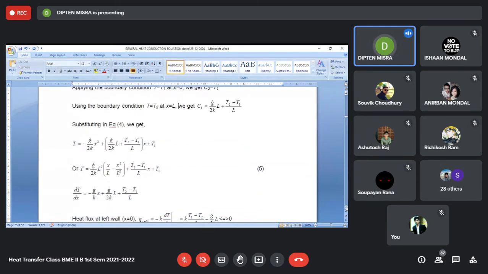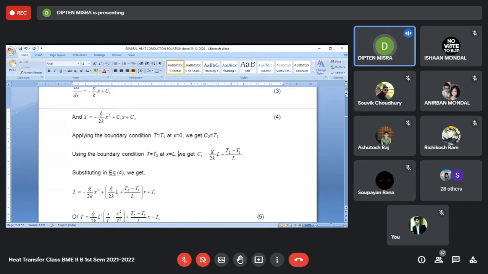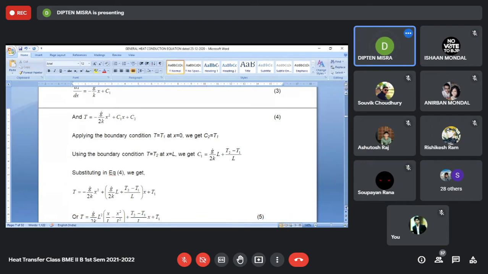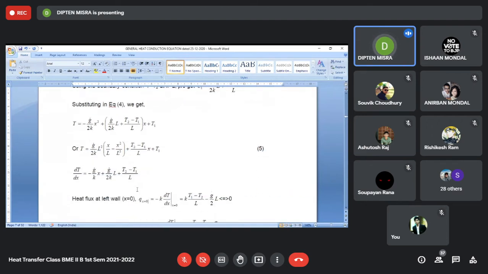Now, what we have done here is that once we find out the temperature, we can also find out the temperature gradient, which is equal to minus g dot by k into x plus c1. So with the c1 value put in, dT/dx equals minus g dot by k into x plus c1. So what will be the heat flux at x equal to 0, that is, the left side of the wall? The heat flux at x equal to 0 will be equal to minus k into dT/dx at x equal to 0.